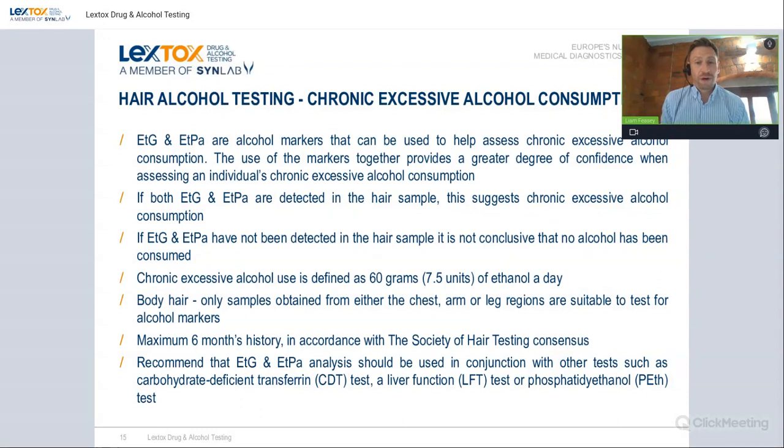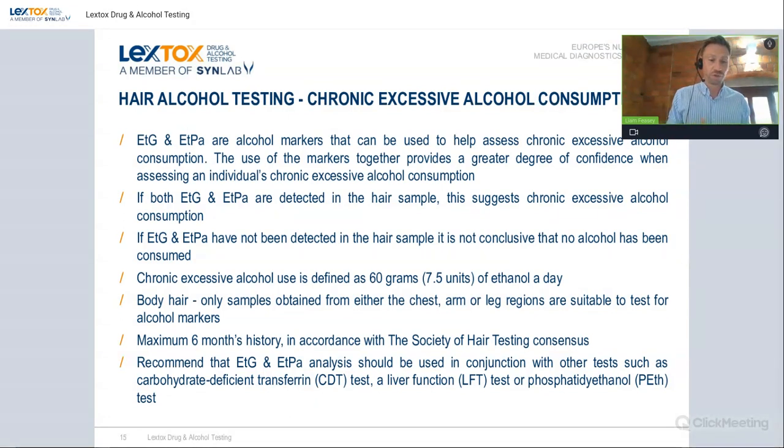So 7.5 units of alcohol equates to about a bottle of wine or 4 cans of regular strength lager on a daily basis, covered by that 3-month or 6-month period of time. So 7.5 units of alcohol a day corresponds to 52.5 units over the course of a week.